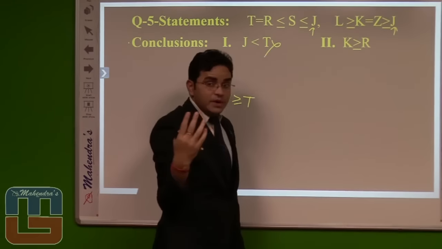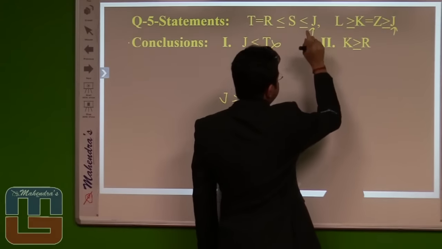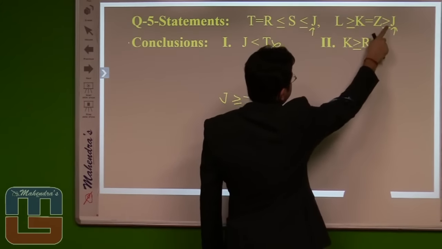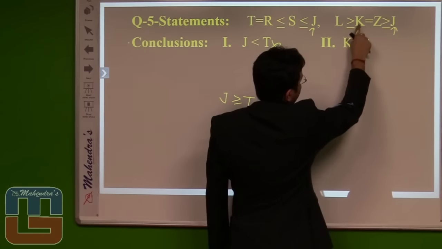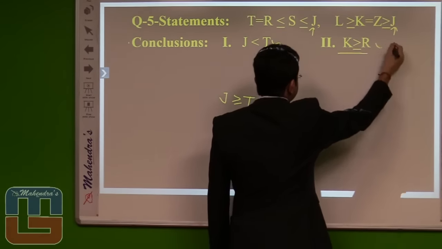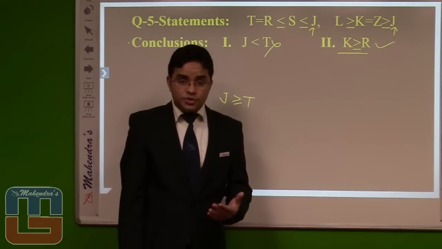It means conclusion should have double symbol between them. And now that double symbol should be open towards whom? It means here you can check nearest symbol. It is open towards whom? K. It means it should be K greater equal to R. That is given. It means second conclusion follows. Your answer will be second follows. Moving towards next question.